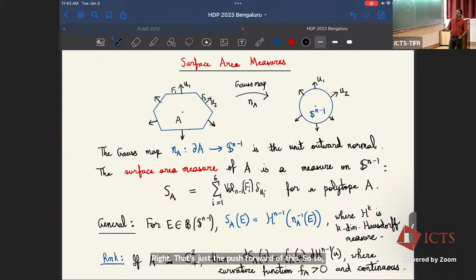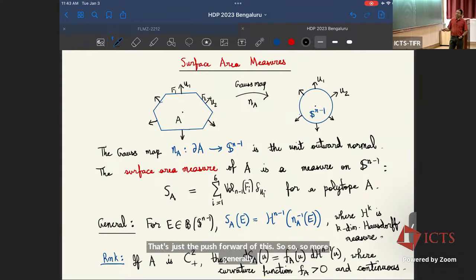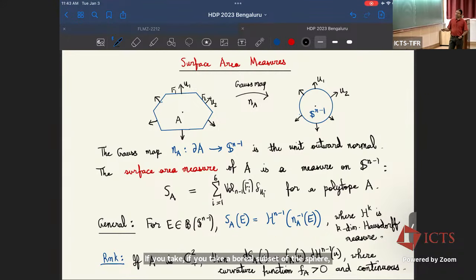More generally, if you take a Borel subset E of the sphere, the surface area measure of A applied to E is the Hausdorff measure of N_A inverse of E. So N_A inverse of E is some subset of the boundary of A, and I'm looking at the surface area of that part of the boundary, using the n minus one dimensional Hausdorff measure. That defines the surface area measure of A, a measure defined on the Borel subsets of the sphere.